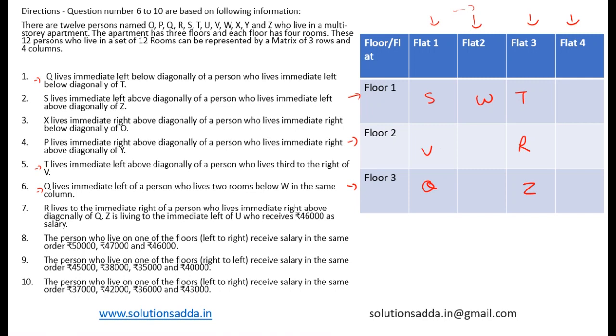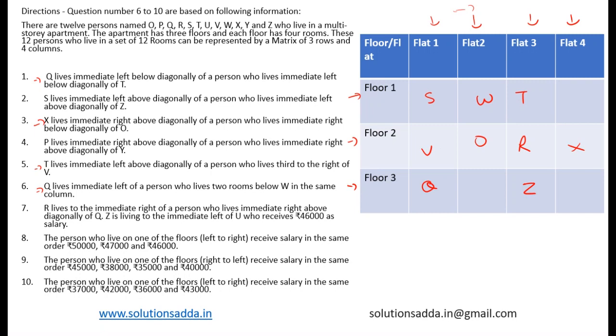Now, the point is X lives immediate right above diagonally of a person who lives immediate right below diagonally of O. That is this point. Now, based on that, we can put O as well as X here.